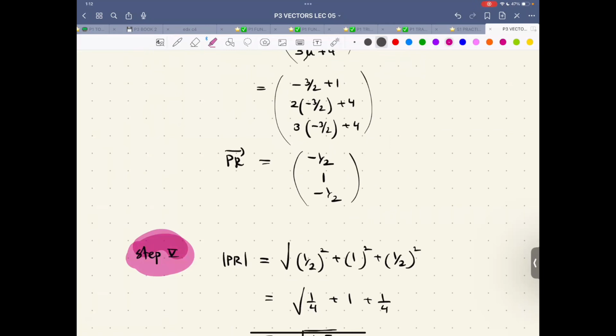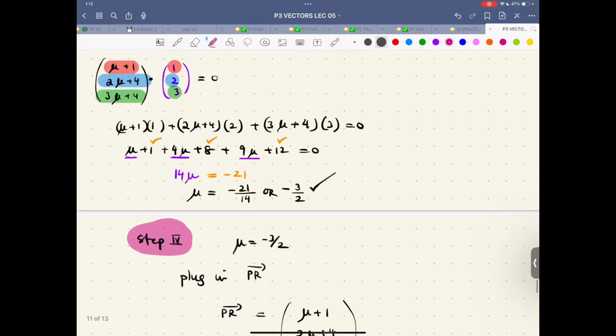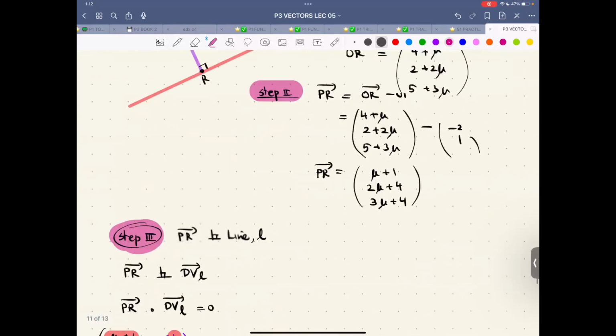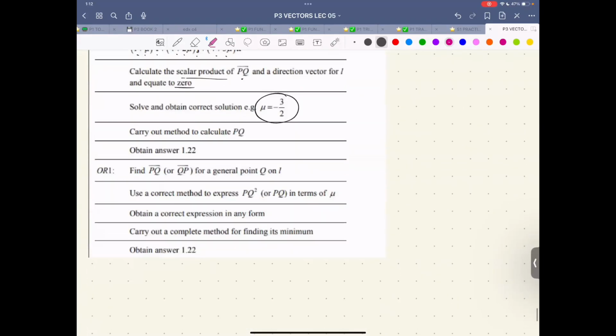So that's step number 4. This is step number 5. And that is how it's done. And let me check the working. Where is it? There it is. Obtain answer 1.22. So it's all done and dusted.